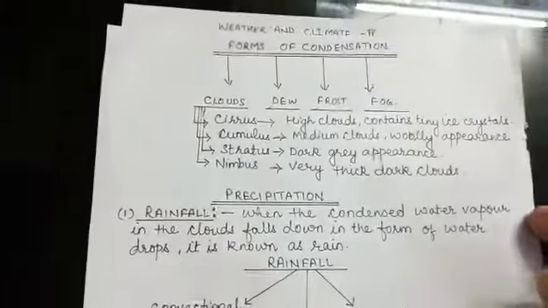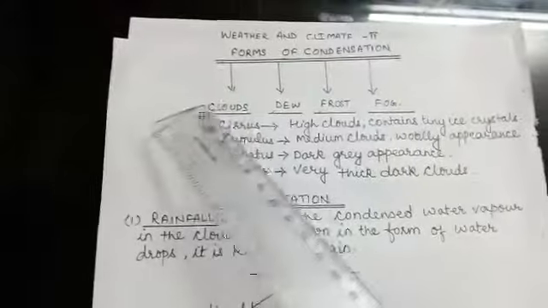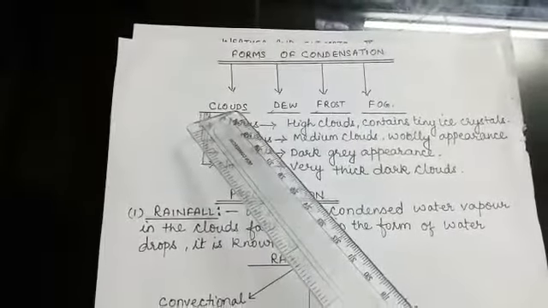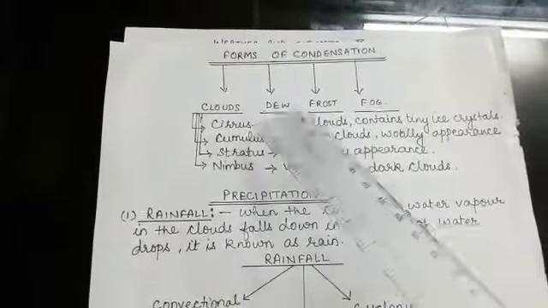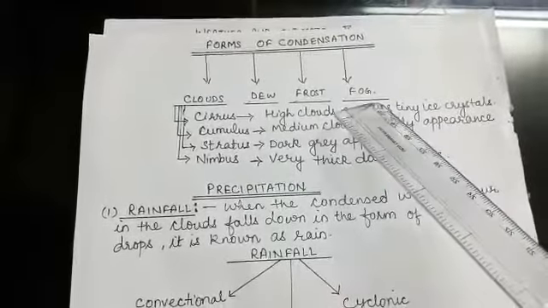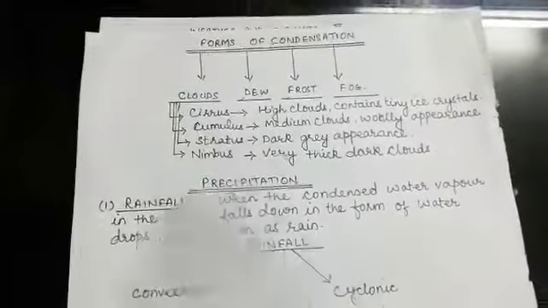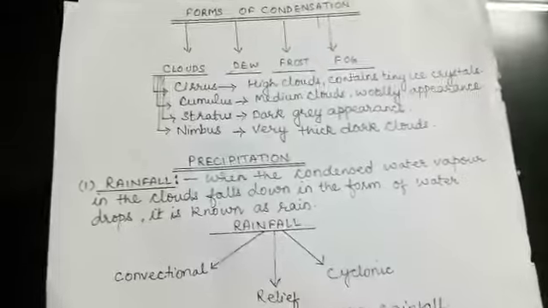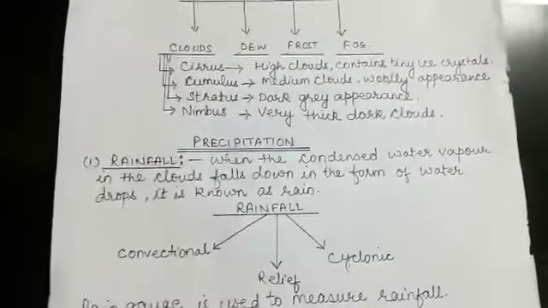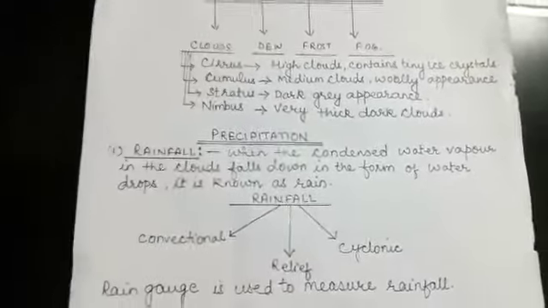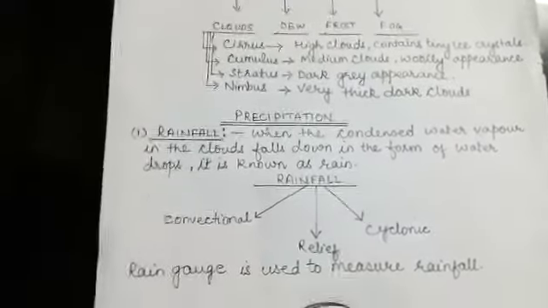Now I will tell you something about forms of condensation. These are the forms of condensation: clouds, dew, frost and fog. Clouds are of these four kinds: cirrus, cumulus, stratus and nimbus.